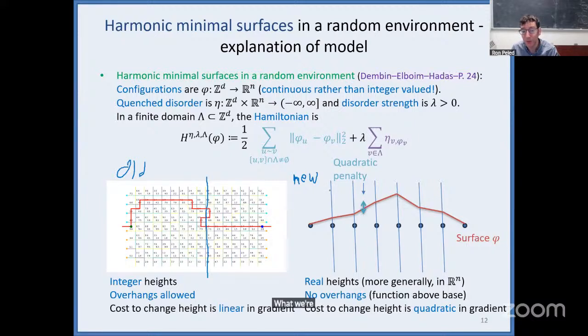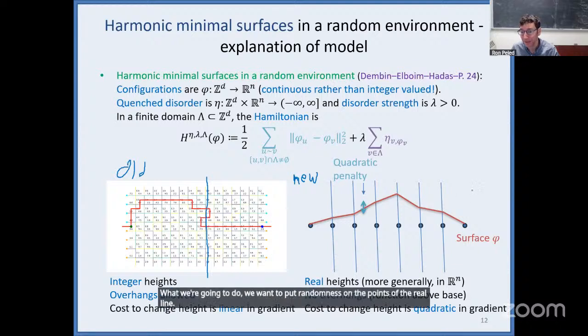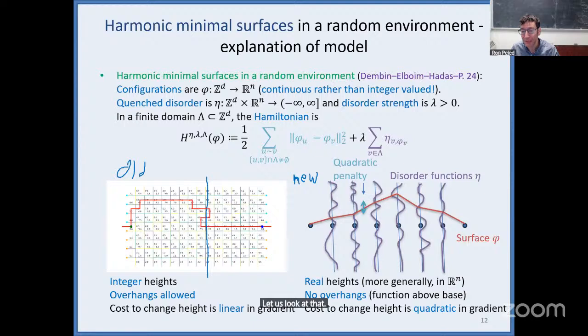What we're going to do, we want to put randomness on the points of the real line. Let us look at that. On each real line like that, we have some function. This function we call eta. There is a different function for every copy of the real line at every position. And this function just tells us what is the cost if you pass here. If you pass here, the energy for you to pay is the value of this purple function at this height. If you pass here, then it's the value of this purple function at that height.